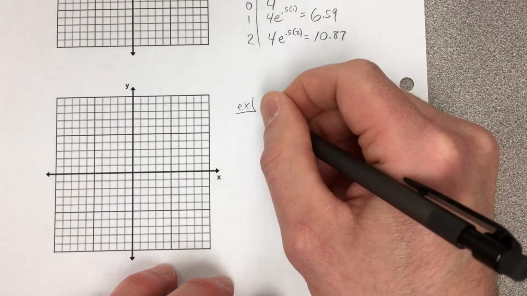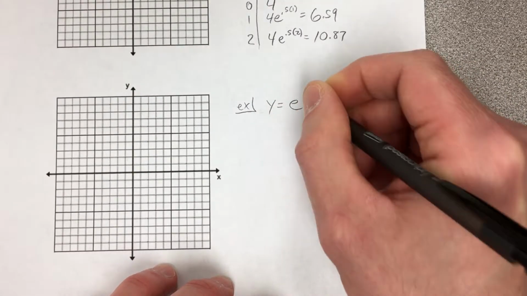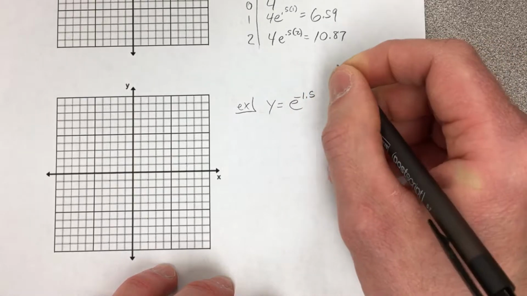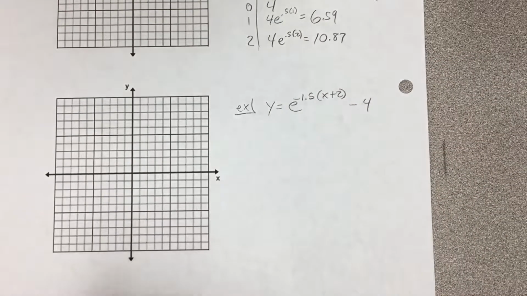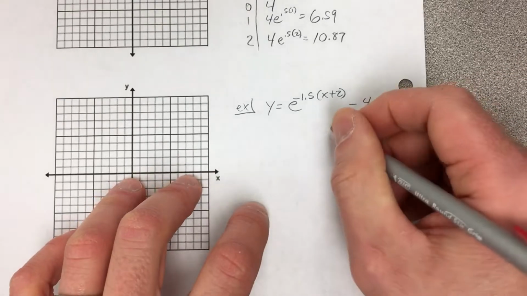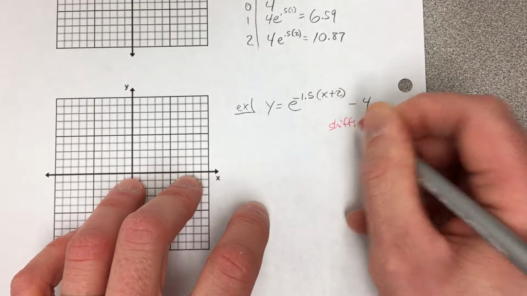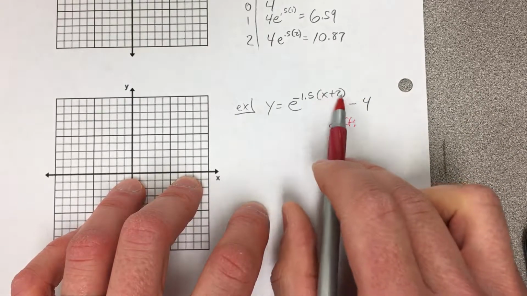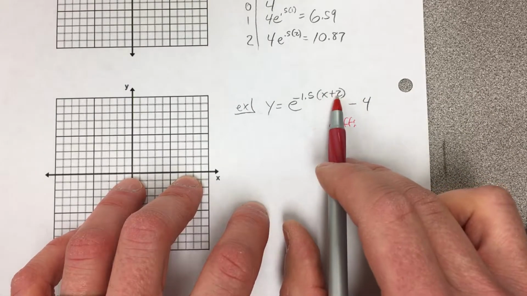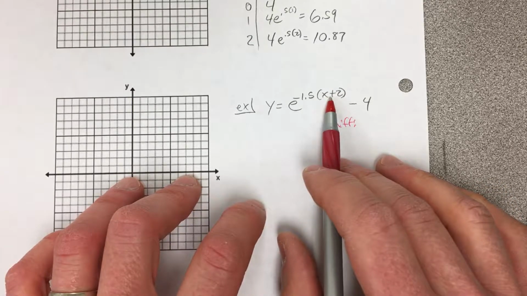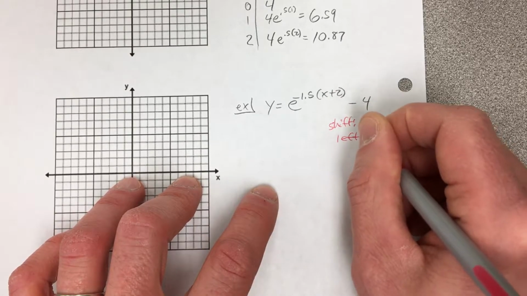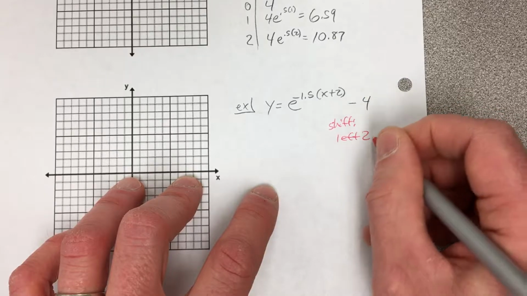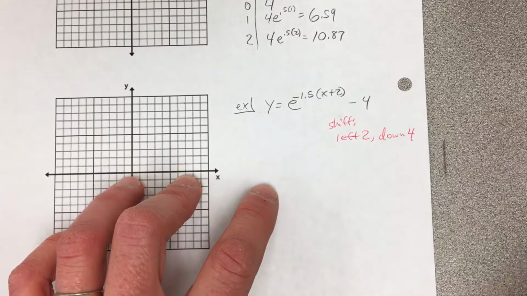Same instructions, we're going to graph. This one's significantly more complicated. We've got e to the negative 1.5, x plus 2, and then back down on the ground, we got -4. Does this have a shift? You bet it does. What you add with the x part is going to be a horizontal shift. It's going to be the opposite of what you think, so it's going to be left 2, and the -4 just moves it down 4.